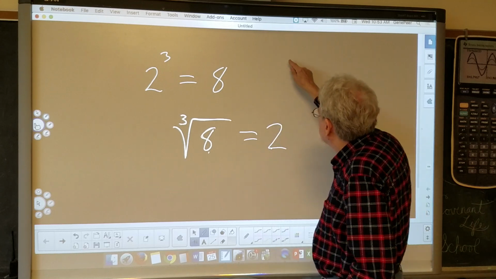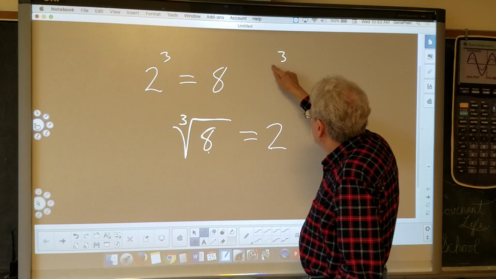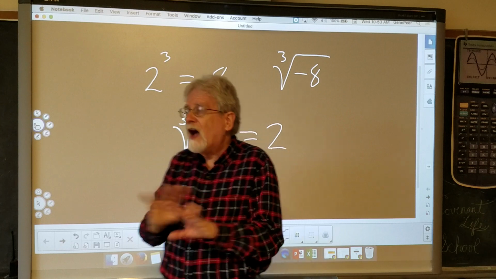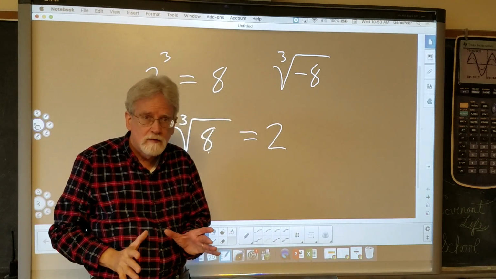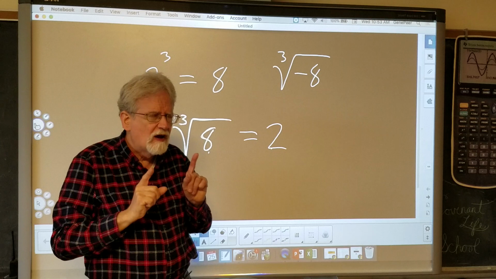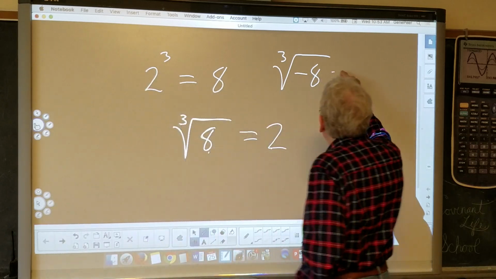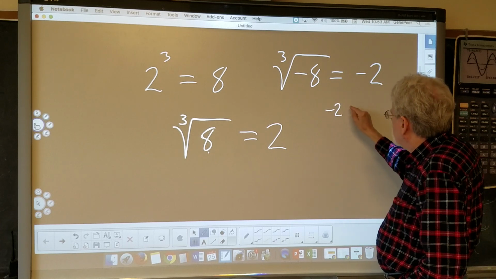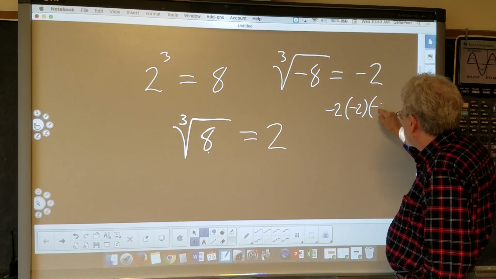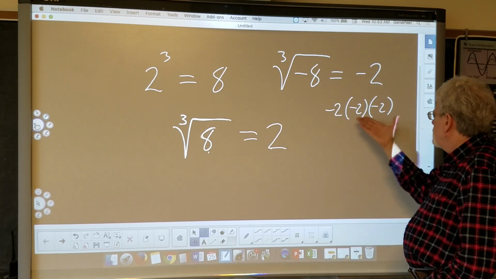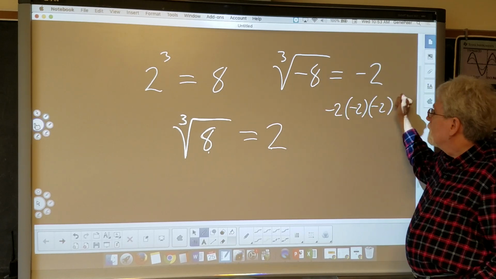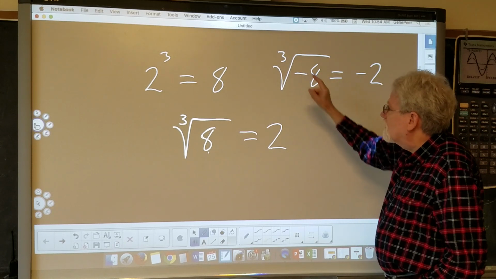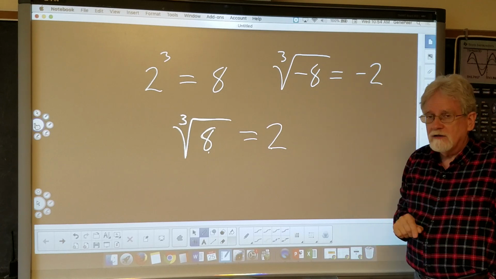Now what's the cubed root of negative 8? Does it exist? Can you take the cubed root? We cannot take the square root of a negative. But can we take the cubed root of a negative? Well, wouldn't it just be negative 2? Yes. Because what's negative 2 times negative 2 times negative 2? Oh yeah, it's negative 8. Right, it's negative 8. So it does work. Cubed, you can do the cubed root of a negative. And it will always be negative.